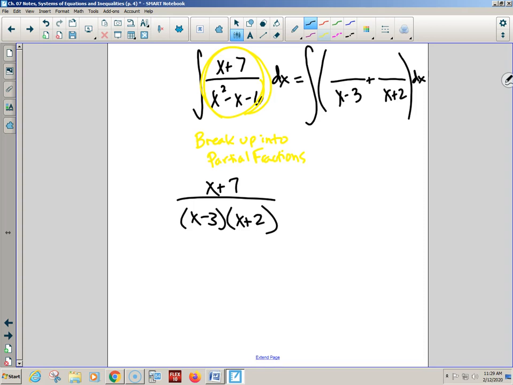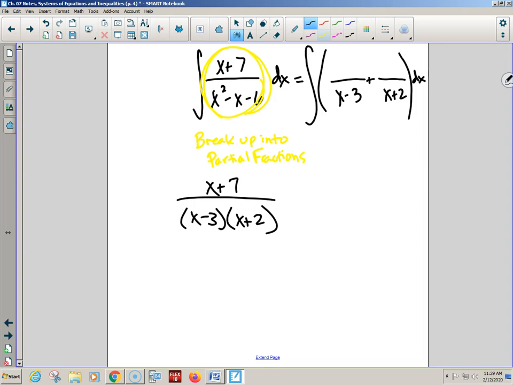So ready? Don't tell me, just look at them. Question: how many different vertical asymptotes do I have for this rational function? Two. I have two different zeros that would make it undefined, right? One zero is 3. The other zero is -2.